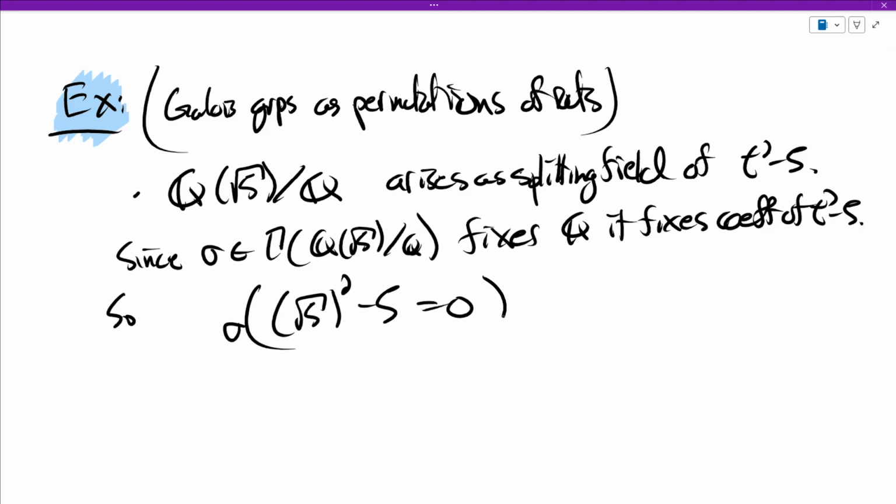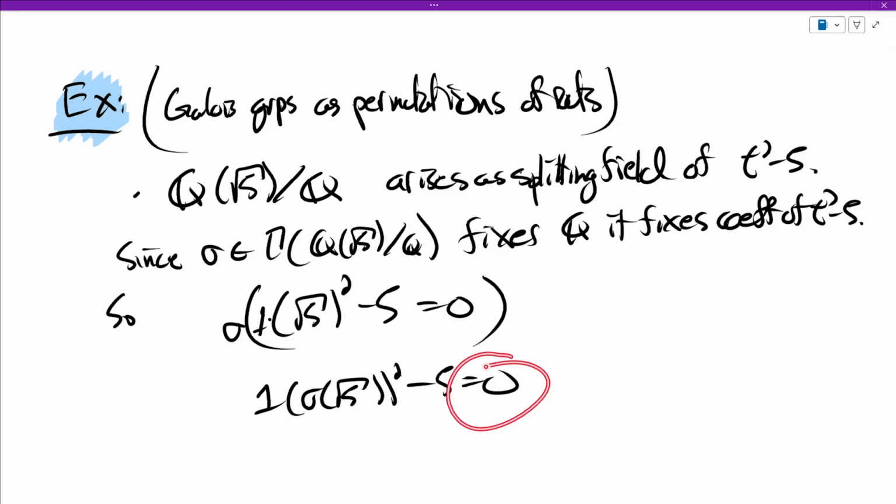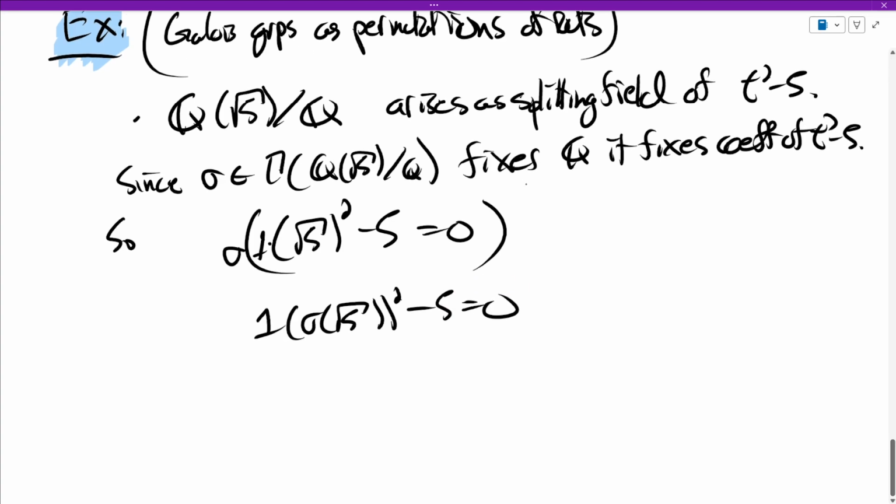But if we apply sigma to both sides, well, the coefficient of 1 is not changed, and the negative 5 on the constant is not changed, and the 0, of course, is not changed. We're really just applying sigma to whatever we plug in. So sigma of root 5, when we plug that in, we still get a 0. So it's still 0 on the right. The 0 stays.